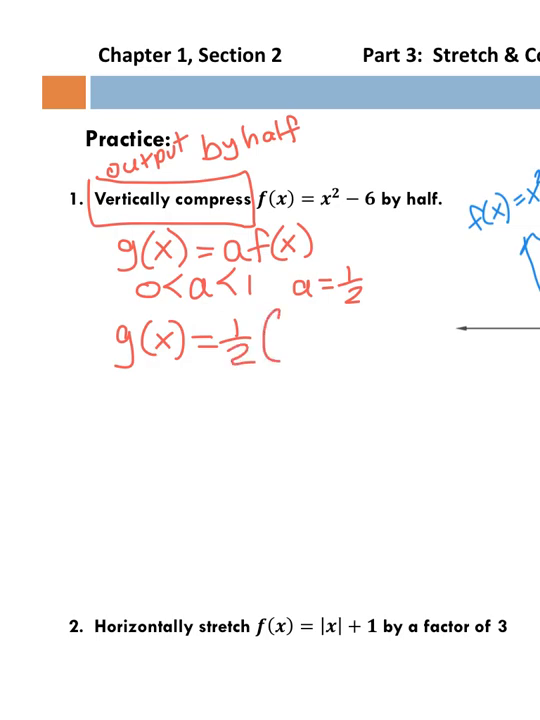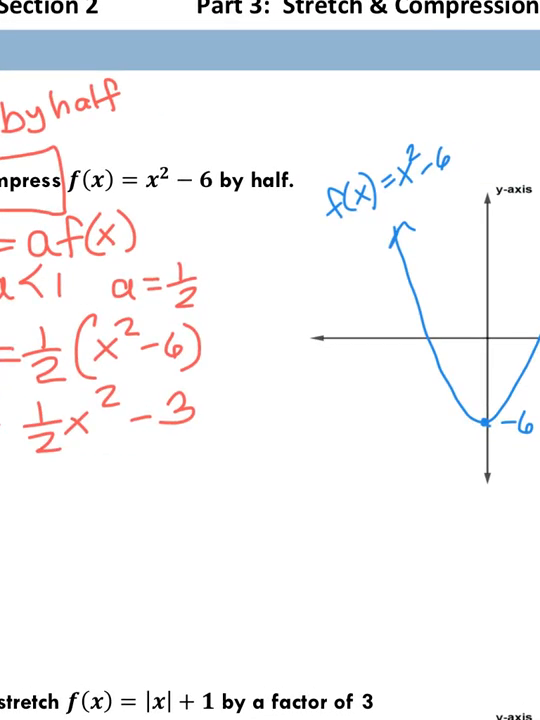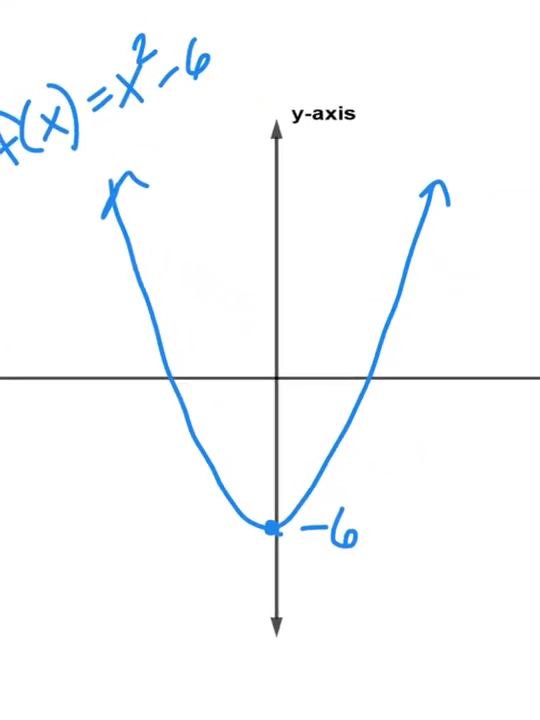F of x is x squared minus 6. I'm going to substitute that in and then simplify, by distribution. So 1/2 x squared minus 3 is going to be our new transformed function. Okay, so what will this transformed function look like?